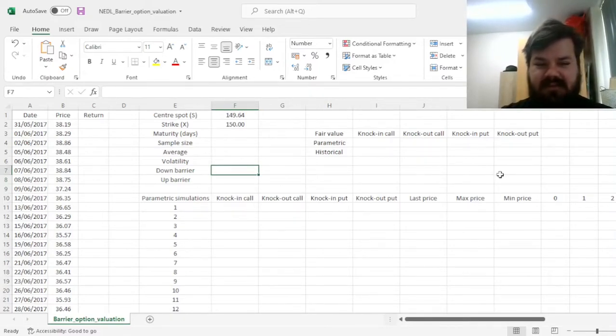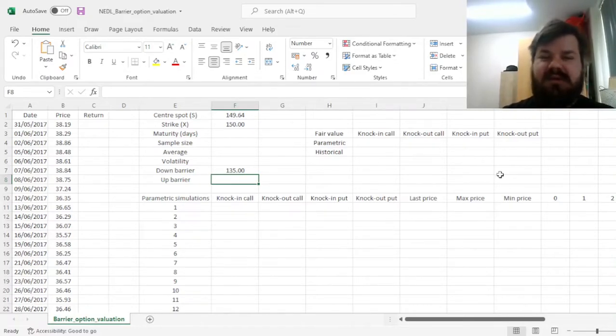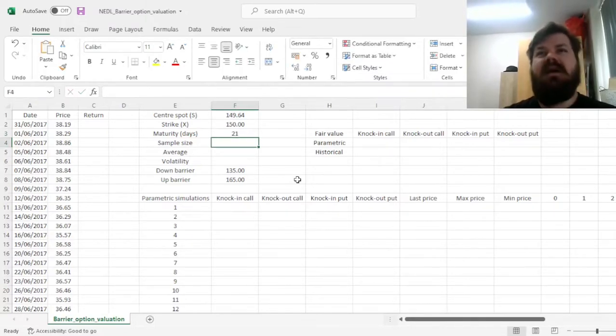And let's input the barriers for our puts and calls. Again, most commonly, the puts have a barrier that is below the strike. So let's say 135. That would be the barrier for both the knock-in and knock-out puts, so down and in and down and out. And for the barrier calls, you most commonly have an upper barrier that's higher than the strike. So let's say 165, that would be a barrier for both our up and in and up and out calls. We also need to input the maturity of our option contracts, and let's say 21 days, a month. Again, this also can be changed without any hassle.